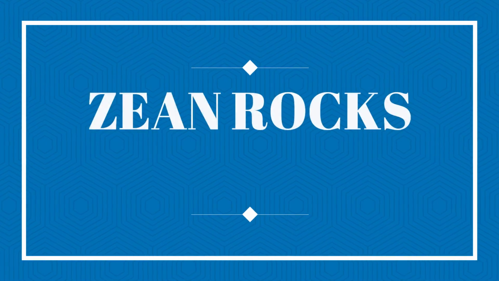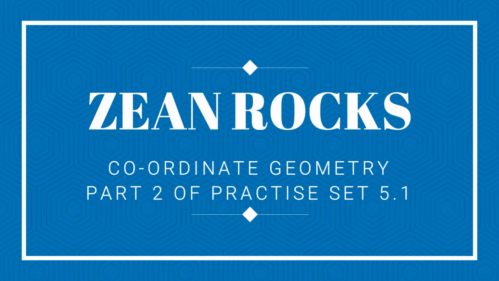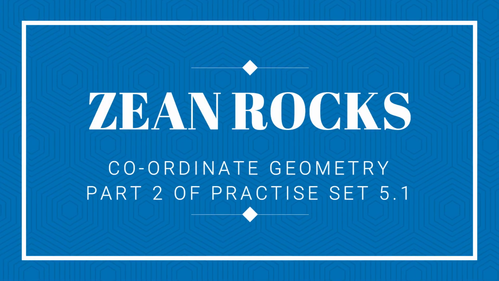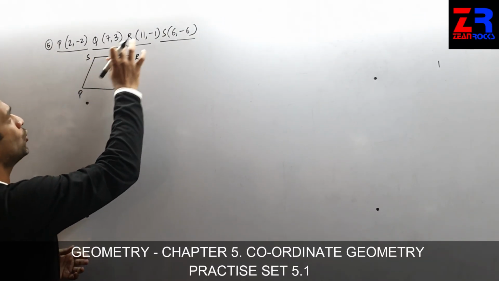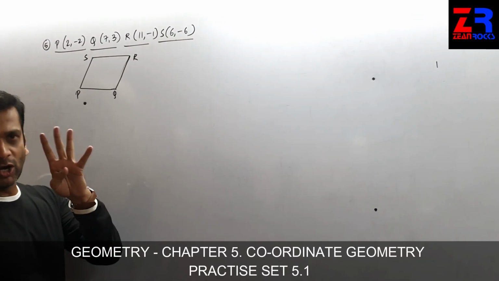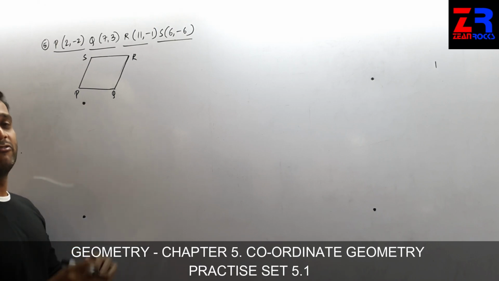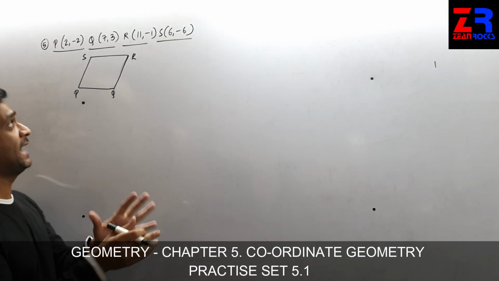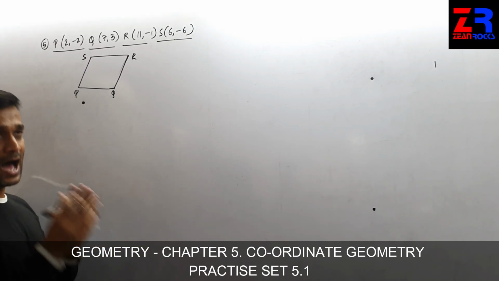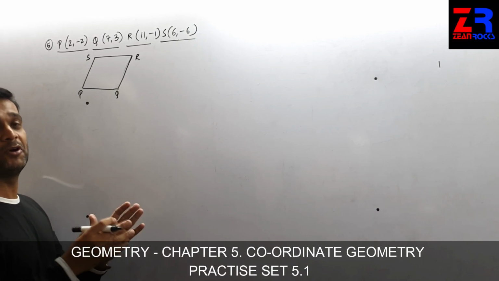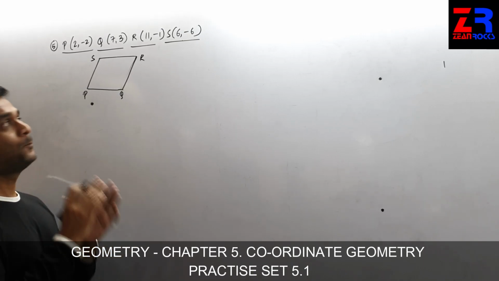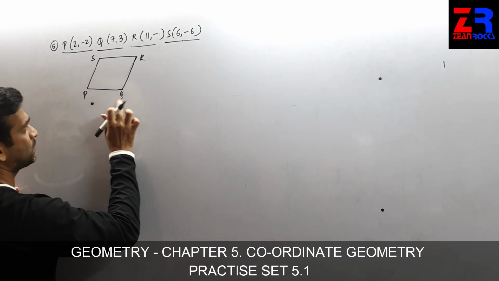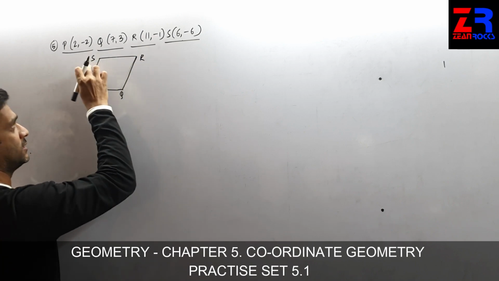Hi everyone, this is part 2 of exercise 5.1, question number 5. PQRS, 4 vertices are given. We are supposed to show that these vertices are the vertices of a parallelogram. Suppose PQRS, these are the 4 points.